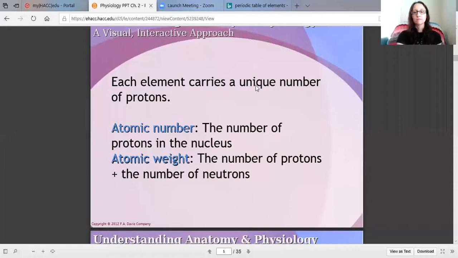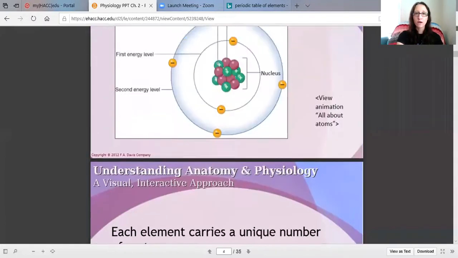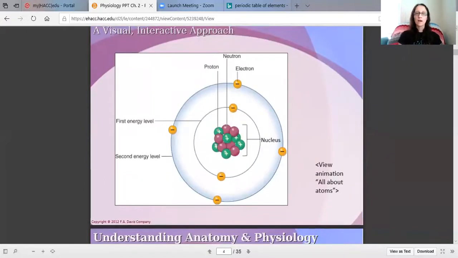All right, back to our slides. All right, so the atomic number determines where its place is on the periodic table of elements. And the atomic weight is the protons plus the neutrons. So if we go back up here, we have, let's see, 2, 4, 6 protons. 6 protons, or am I missing some?